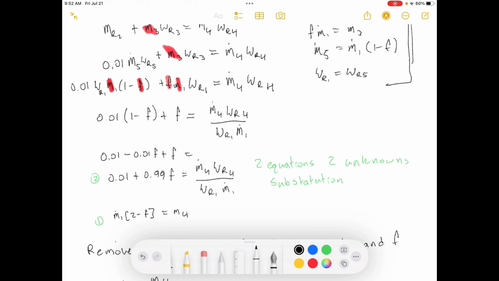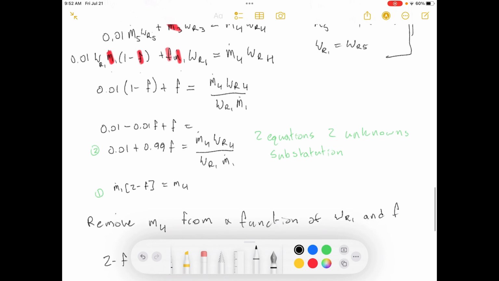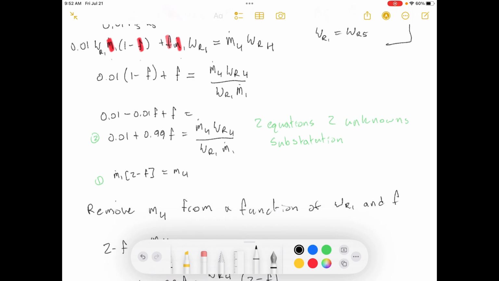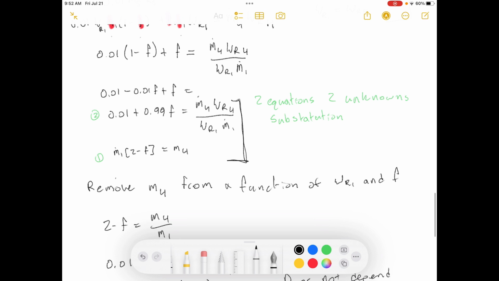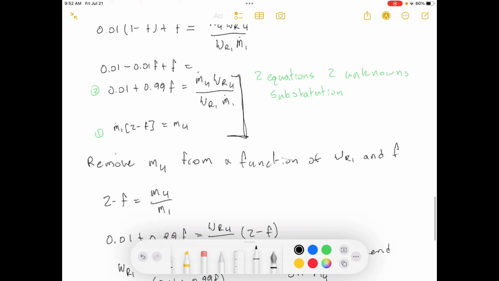And then we basically put it all in terms of M1 and F here, and then we do a little bit of fancy number crunching. Now, these equations, 1 and 2, are a set of 2 equations and 2 unknowns, and we can solve those just by using more substitution, or you can use linear algebra at this point, and solve for those variables. Okay.